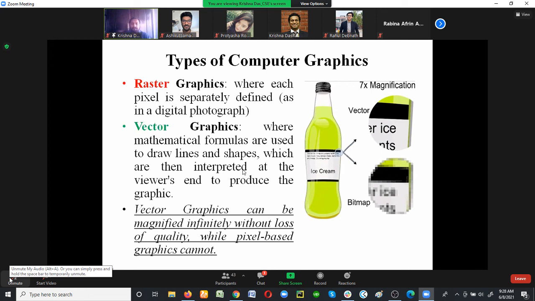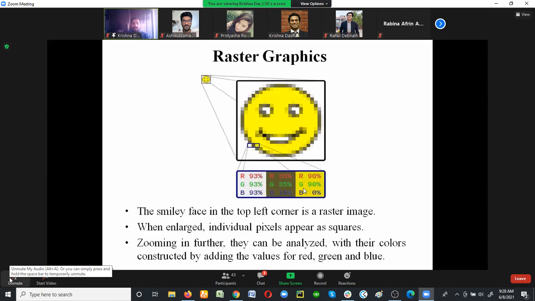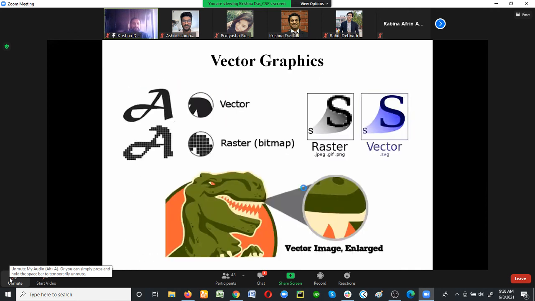While the vector graphics are using mathematical formulas, we use vectors, especially geometrical primitives like lines and points, to create the shape. If we go for the features of them, raster graphics can break down if we enlarge them, whereas vector graphics do not.